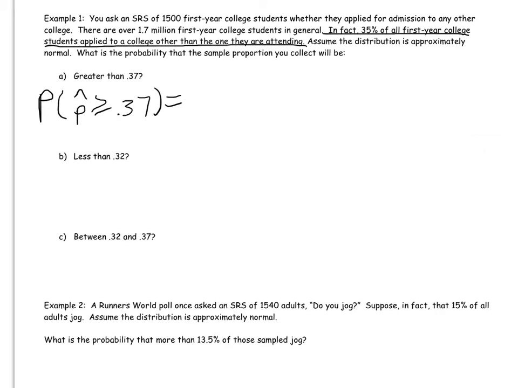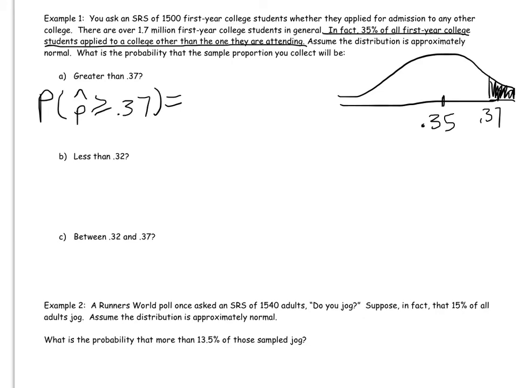So on the side here, I'm going to draw my picture. So here's my normal curve. 0.35, the mean, goes in the middle. 0.37 goes over here. I'm figuring out the probability that I would get a sample proportion greater than that. So there's my picture.